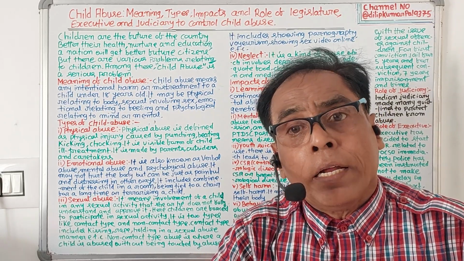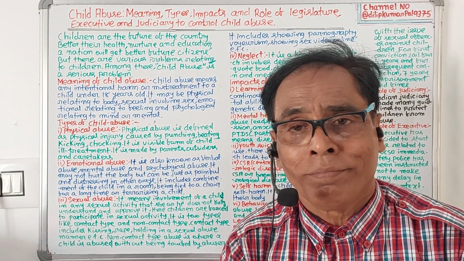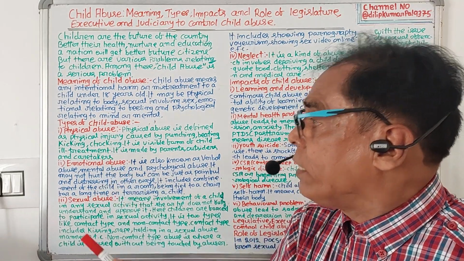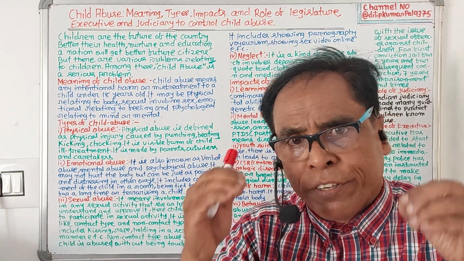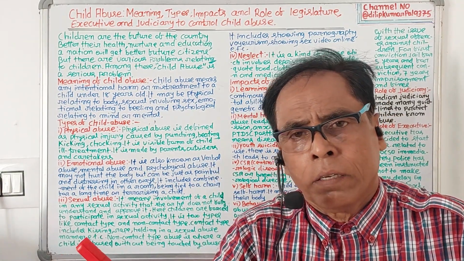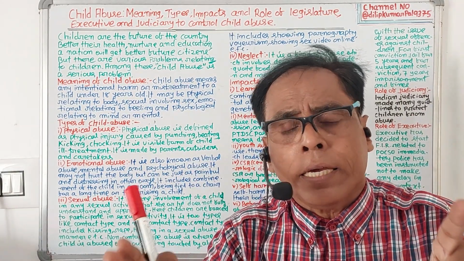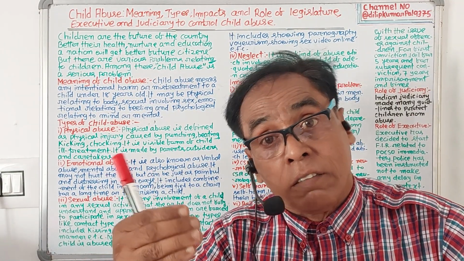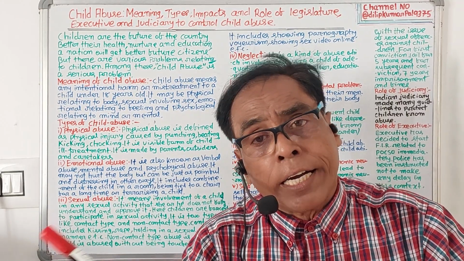The harm is made either by punching, choking, kicking and beating. So whenever there is any physical harm to the child by any type of attack, maybe punching, choking, beating, it is physical abuse. It is caused by parents, outsiders and caretakers.